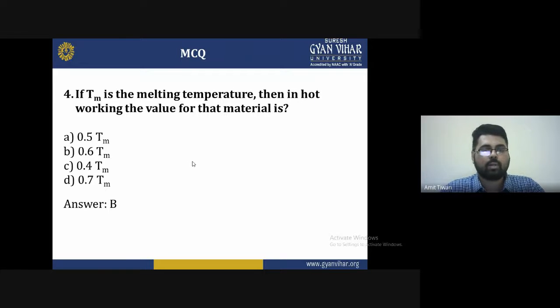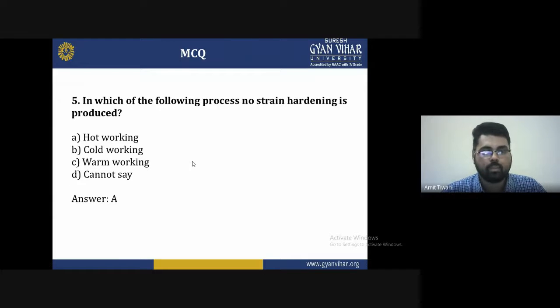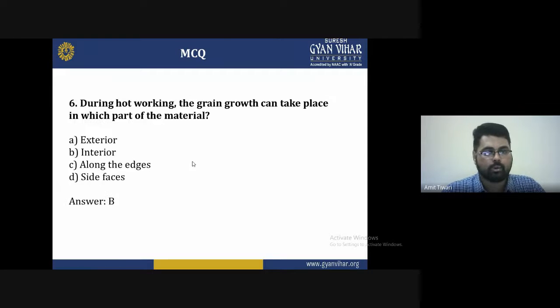Fourth: if the temperature of the metal relative to its melting point is ___, then it is hot working. The value is A, 0.5, B, 0.6, C, 0.4, D, 0.7. The correct answer is 0.6. Fifth question: in which of the following processes is no strain hardening produced? A, hot working, B, cold working, C, warm working, and D, cannot say. The correct answer is A, hot working, where no strain hardening is produced.